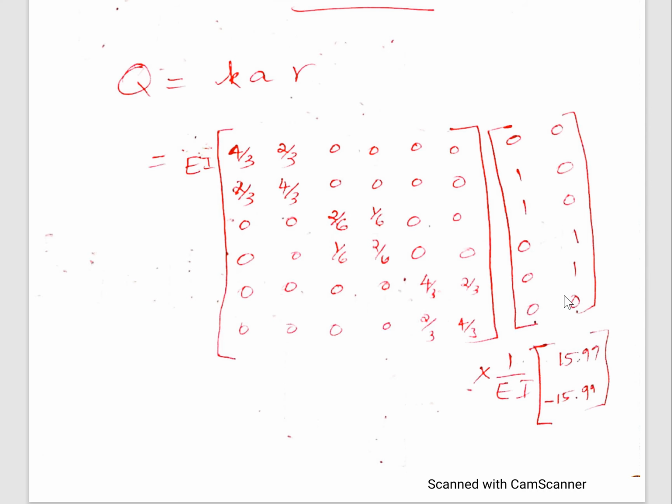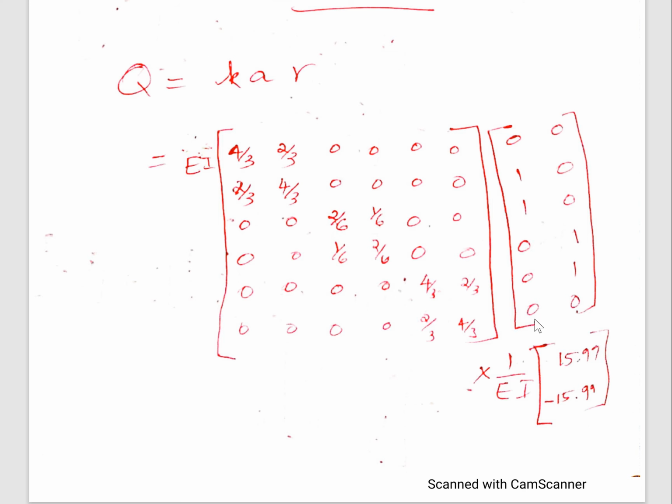The first column of the displacement transformation matrix corresponds to small r1 equal to 1. Then the coordinates will be 0, 1, 1, 0, 0, 0. When you apply r1 equal to 1, the first coordinate will be 0, the second coordinate will be 1, the third coordinate will be 1. All the other coordinates will be 0.